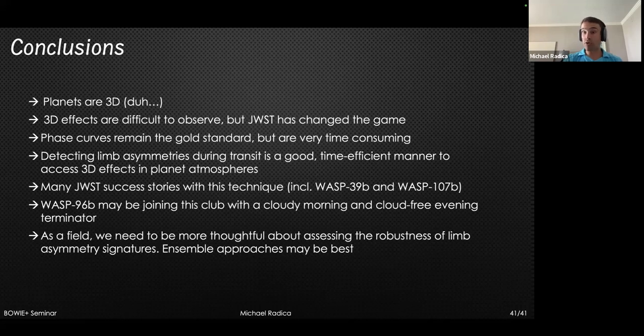WASP-96b might also be joining this club, with evidence for a cloudier morning and a cloud-free evening hemisphere. But this is very much a borderline result here. And as a field, I think we need to be a little bit more thoughtful about how we can actually assess the robustness of these transit asymmetry signatures, especially in borderline cases. And I propose here that these kind of ensemble approaches might be the best way forward. So thank you everyone for attending, and thank you for listening, and I'll be happy to take any questions.